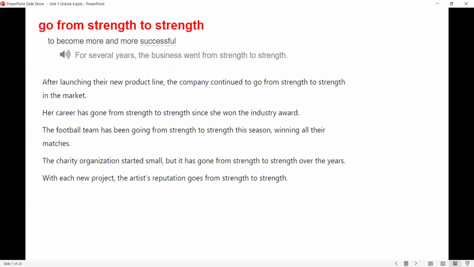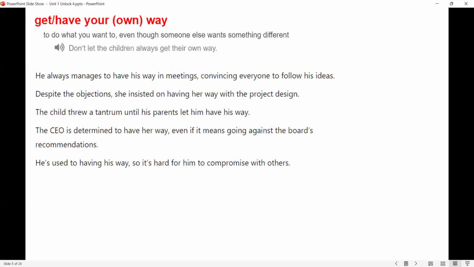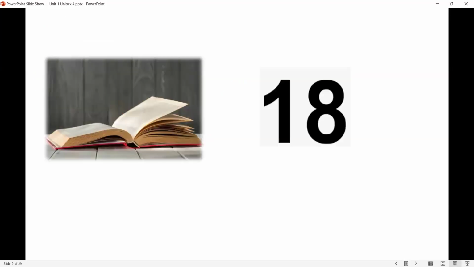Go from strength to strength. It means to become more and more successful. For several years, the business went from strength to strength. Get your own way or have your own way. It means to do what you want to, even though someone else wants something different. Don't let the children always get their own way. He always manages to have his way in meetings, convincing everyone to follow his ideas.